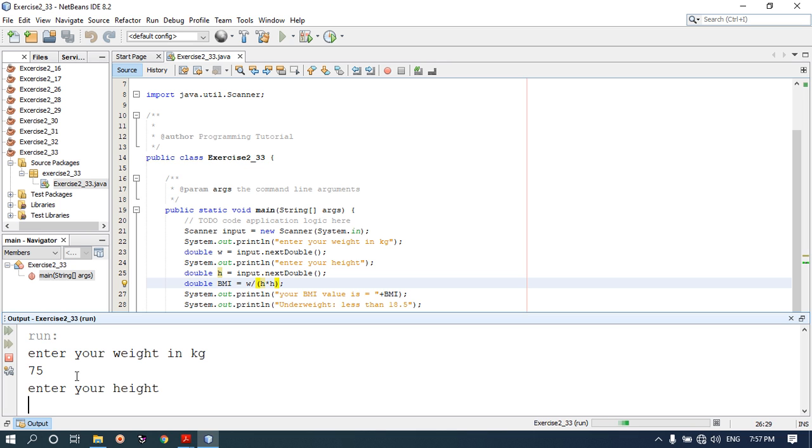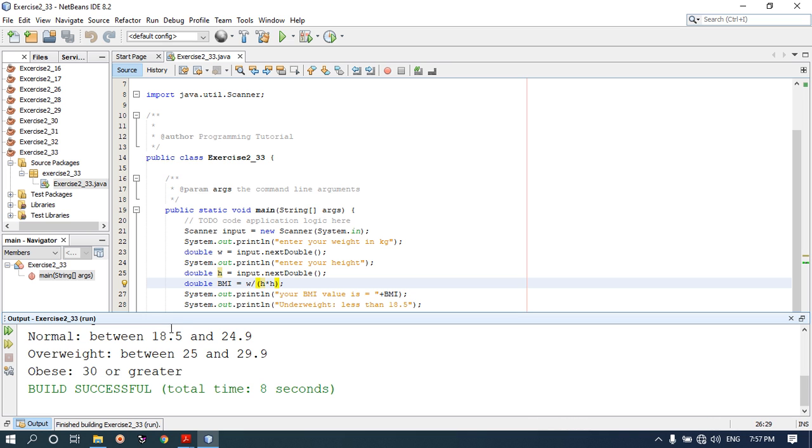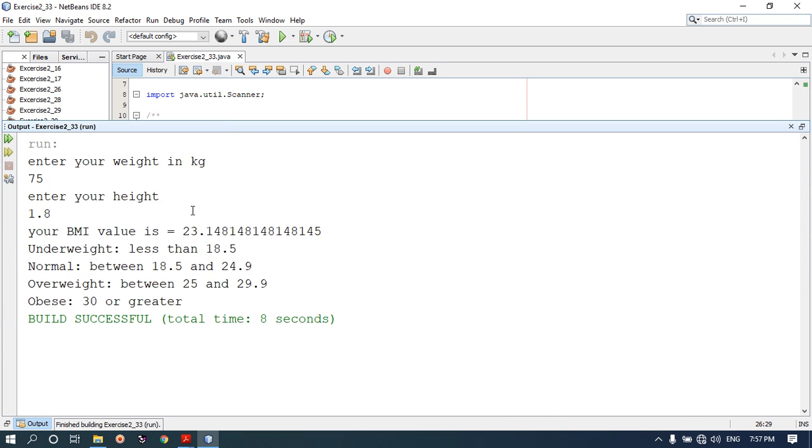75, 1.8. Now let's check the value. My BMI value is 23.14. So 23 is between 18 and 24, so I'm normal.